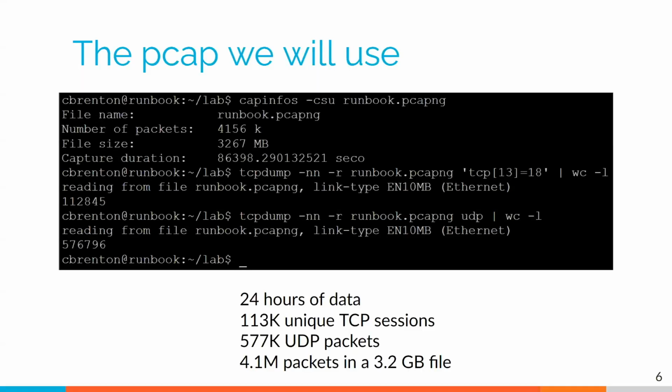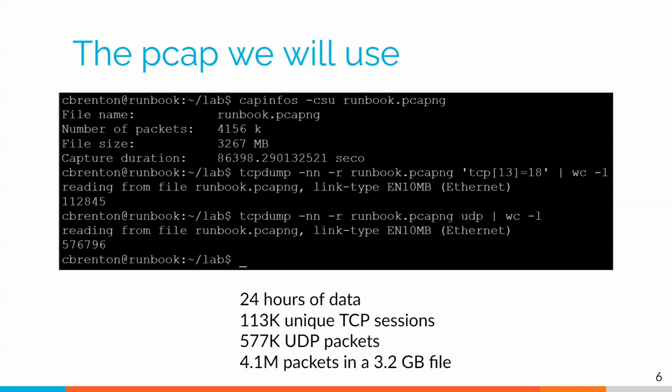And here is the PCAP we're going to be working with. This is a little over 3 gig file with 4 million packets in it. It's a decent size. What I wanted was a PCAP that represents roughly a half gig to a gig connection to the internet. What might you see for average traffic in the course of a day?